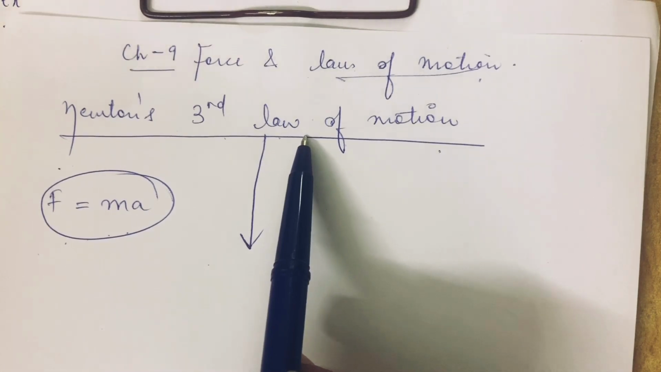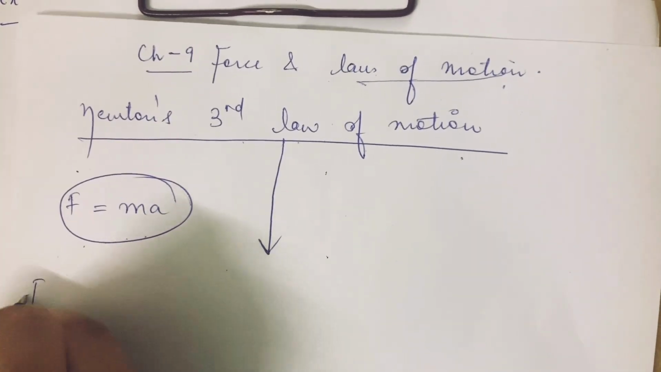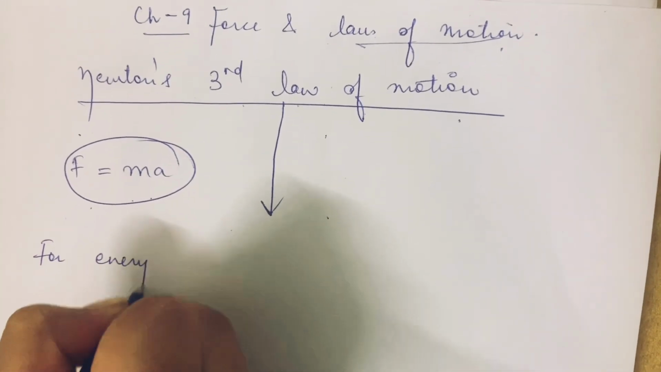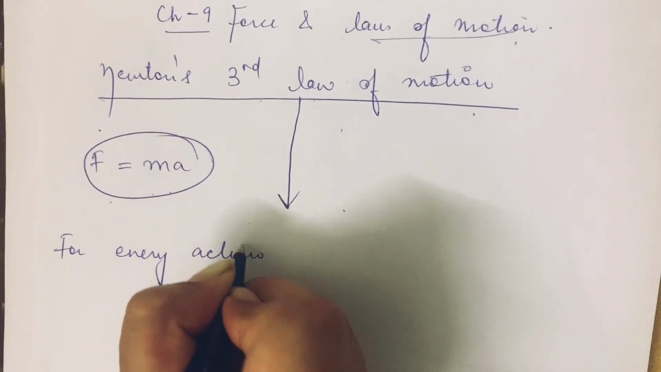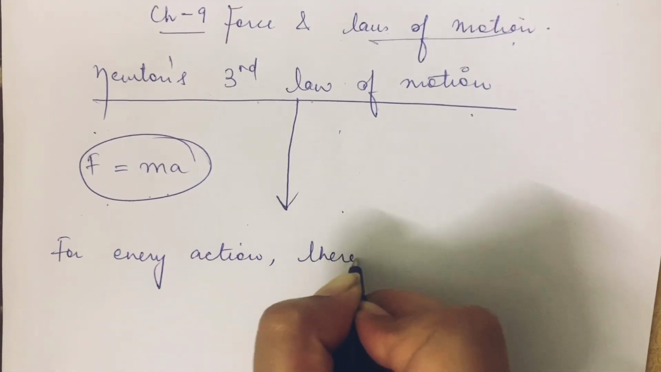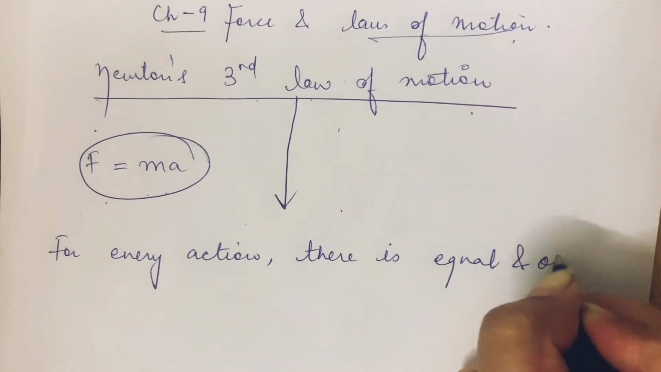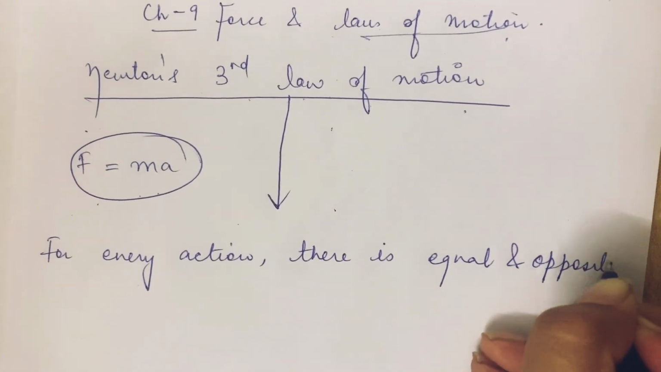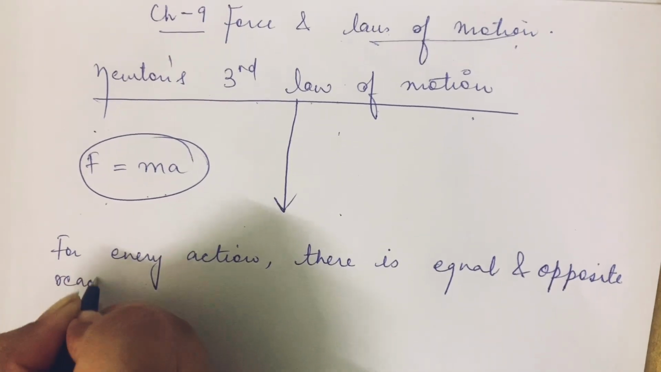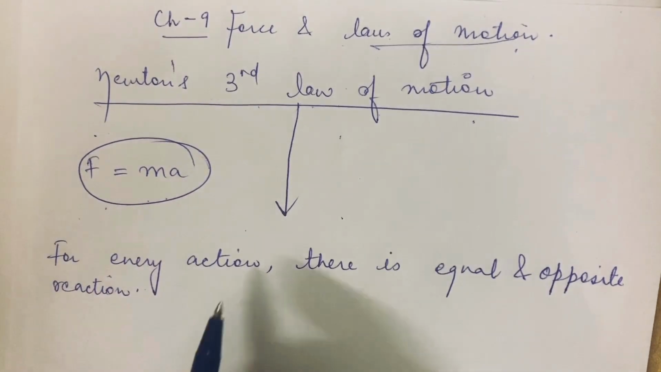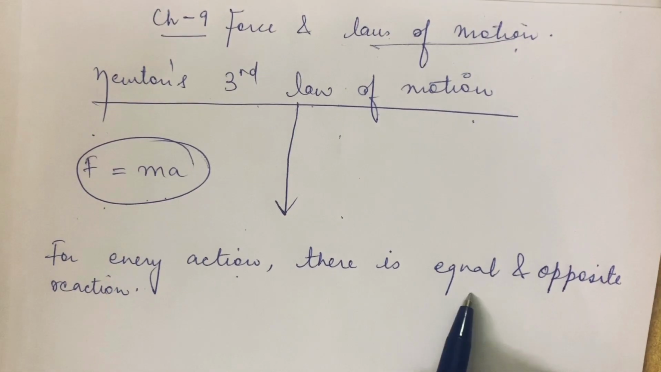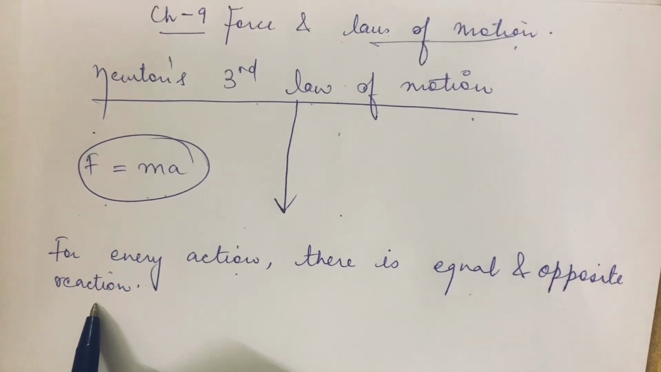This law states that for every action there is an equal and opposite reaction. मतलब हर एक्शन के लिए इक्वल और ऑपोजिट रिएक्शन होता है.